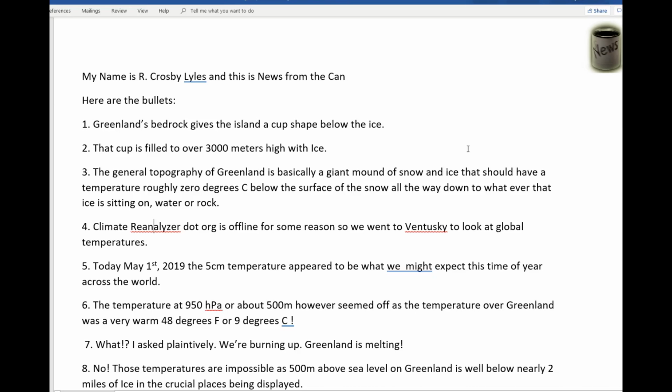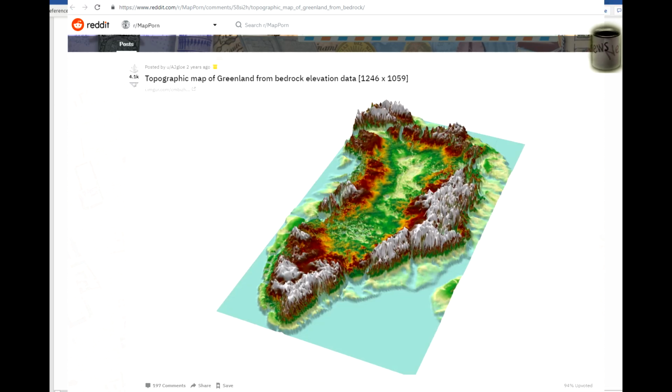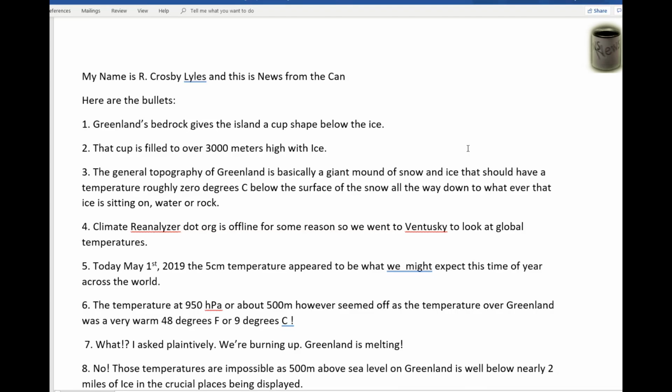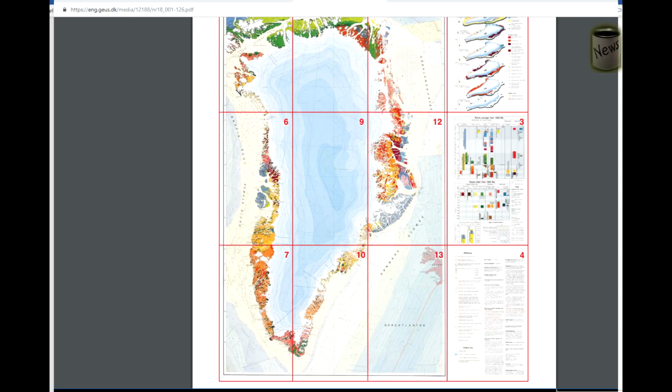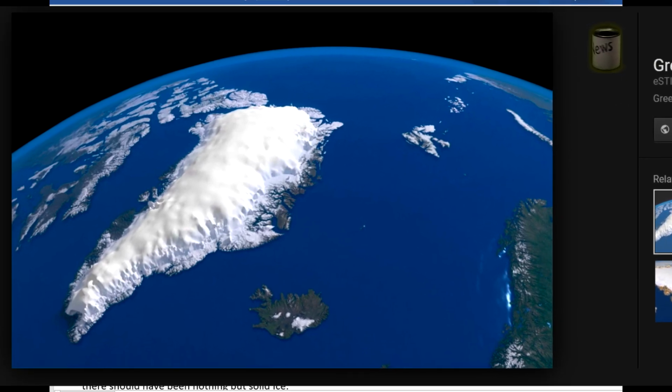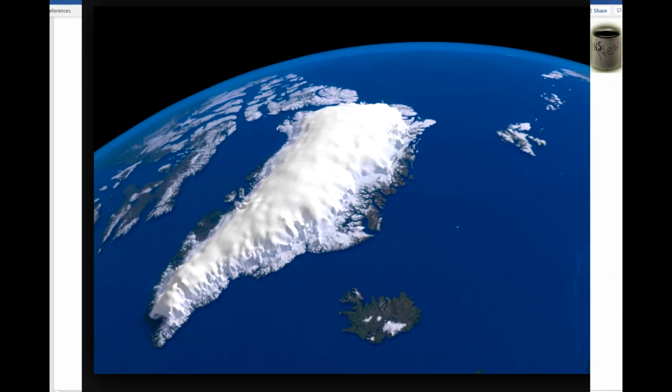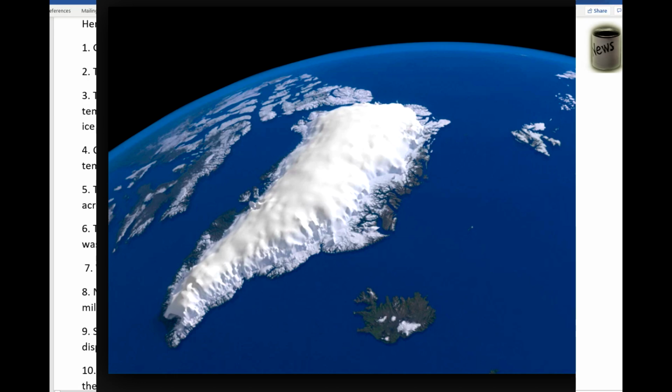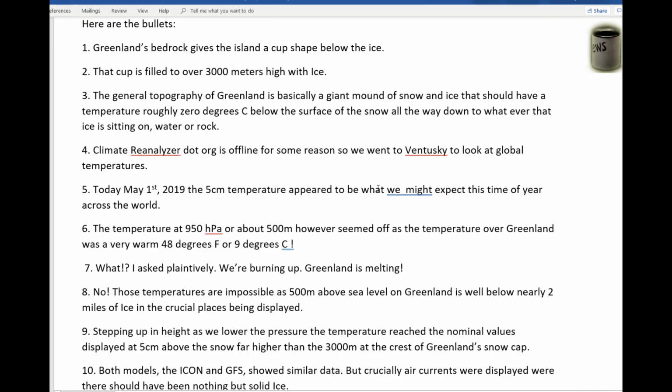Here are the bullets. 1. Greenland's bedrock gives the island a cup shape below the ice. 2. That cup is filled to over 3,000 meters high with ice. 3. The general topography of Greenland is basically a giant mound of snow and ice that should have a temperature roughly 0 degrees C below the surface of the snow all the way down to whatever that ice is sitting on, water or rock.